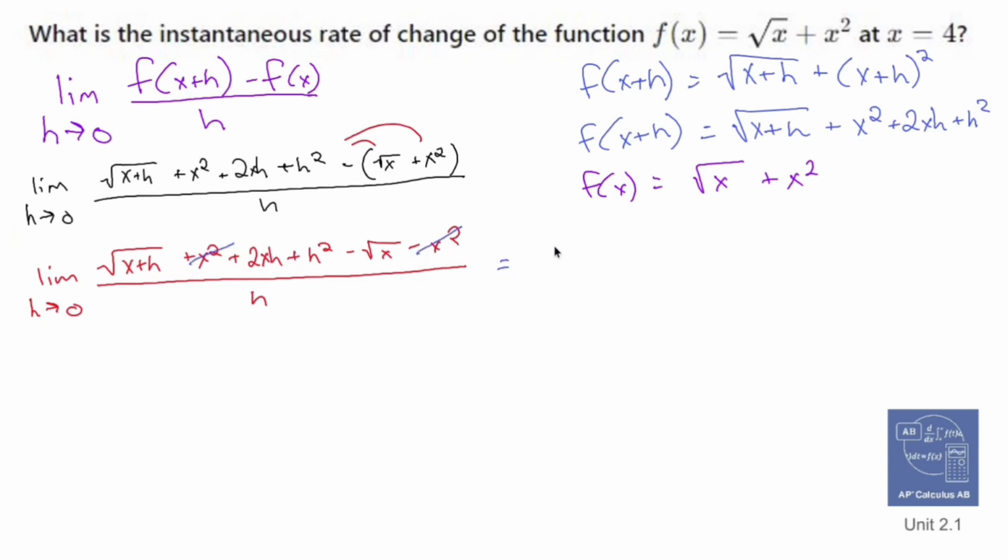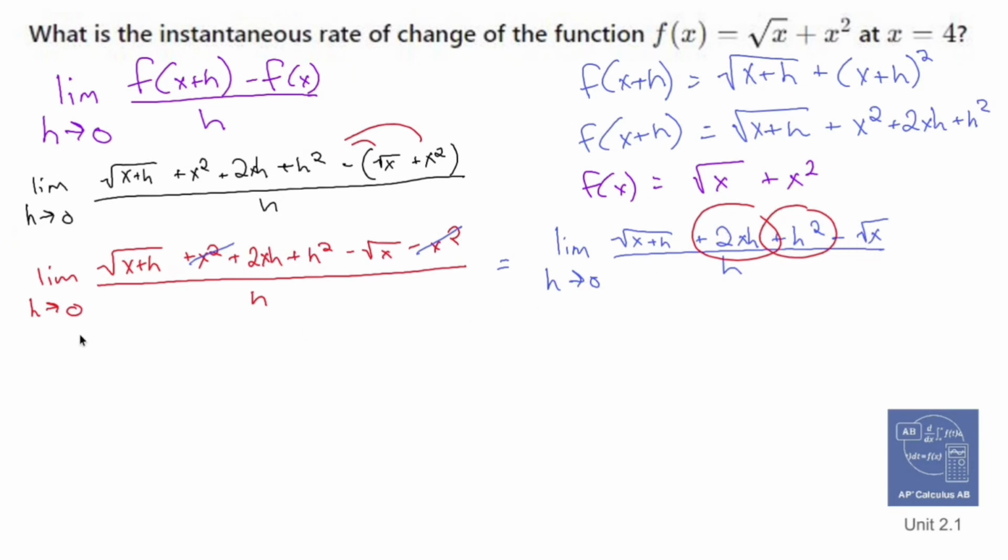So that leaves me with the limit as h approaches 0 of the square root of x plus h plus 2xh plus h squared minus root x all over h. Again, I can't plug in h. I can't plug in 0 for h because that'll make the whole thing undefined. That's no good. But what I do notice is that the last two terms have an h attached.